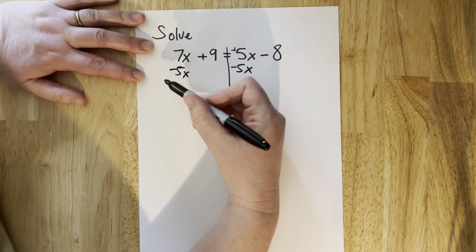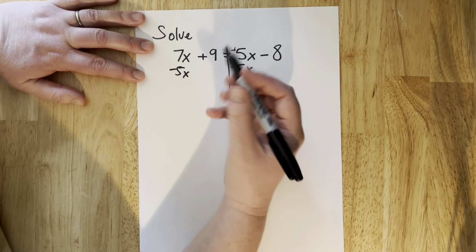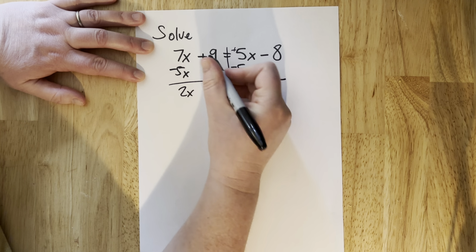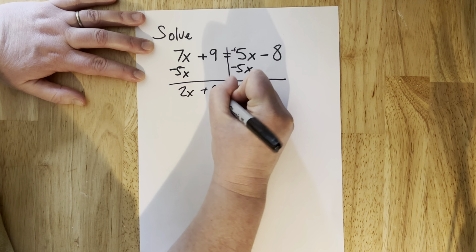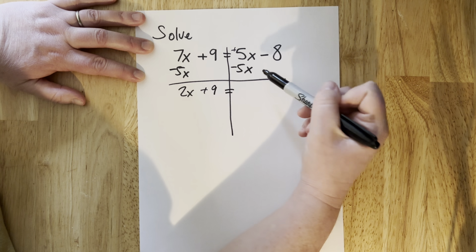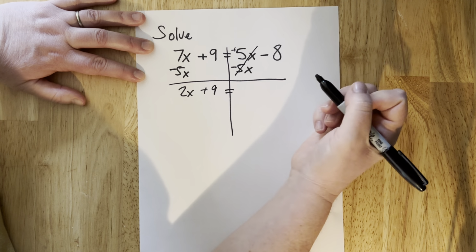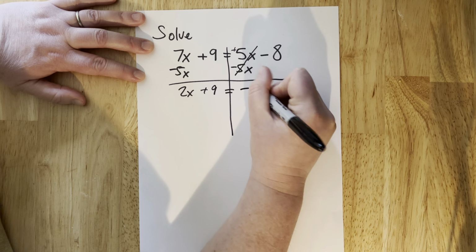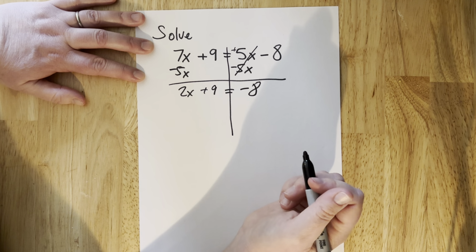Now on the left side, I have 7x minus 5x, and that becomes 2x. I haven't done anything with the plus sign, so I'm gonna bring that straight down. It all equals 5x minus 5x cancels. That becomes the value 0, so we don't need to write it at all. And what's left is negative 8. I bring that straight down.